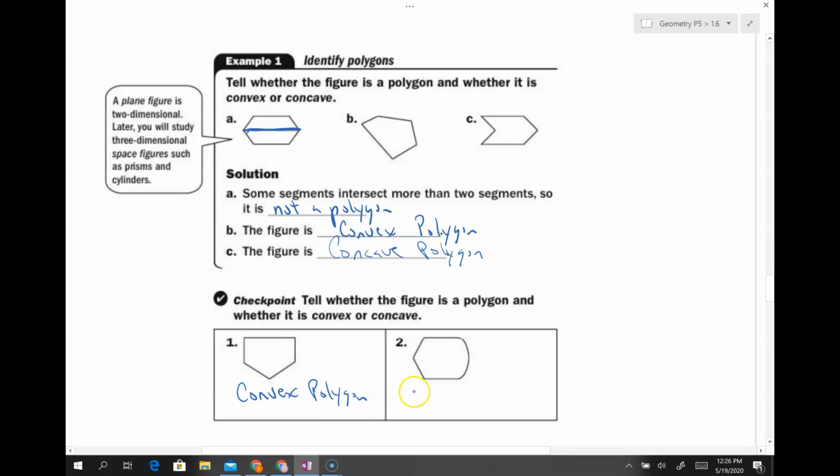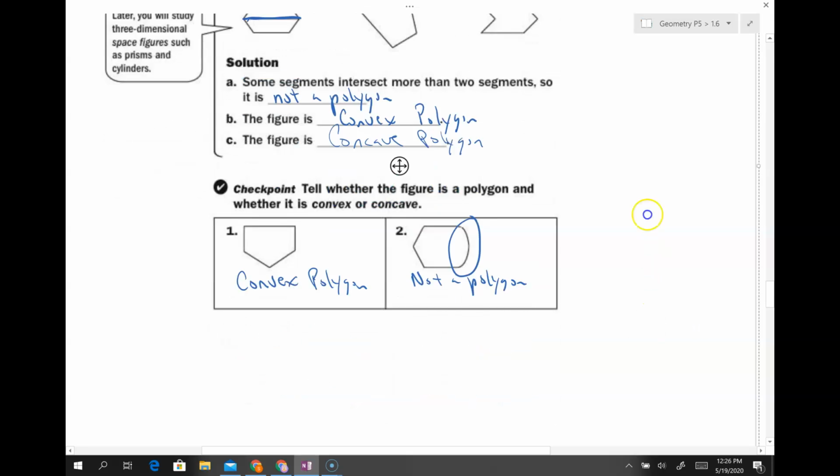2 is not a polygon. Now, the reason it's not in this case is this side right here is not a straight line. It is curved. It's not a line segment. It's kind of an arc. All right, so that means it's not a polygon. It can't have curves to it. They all have to be segments, the sides do.